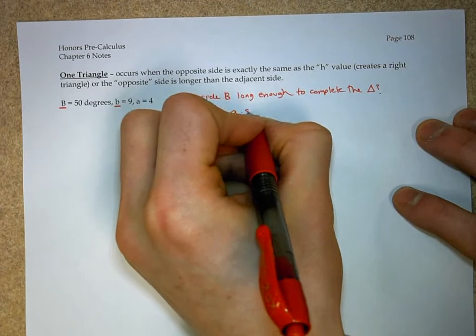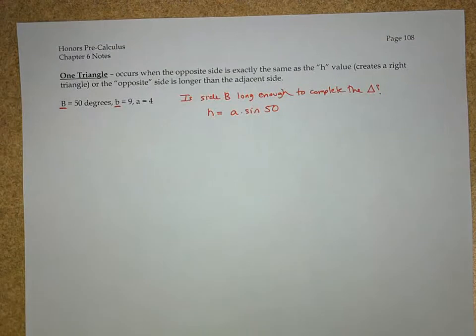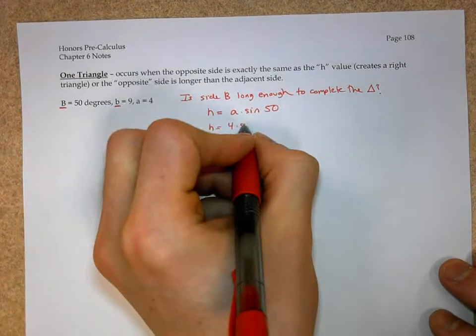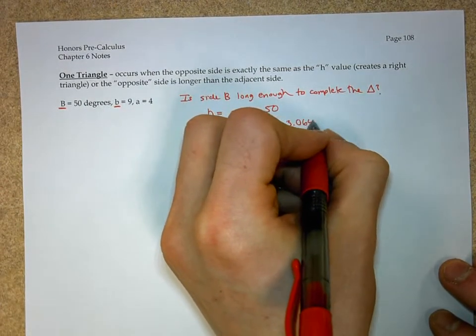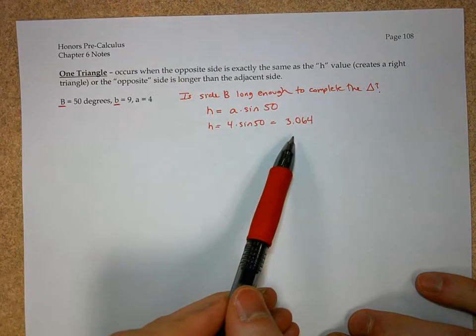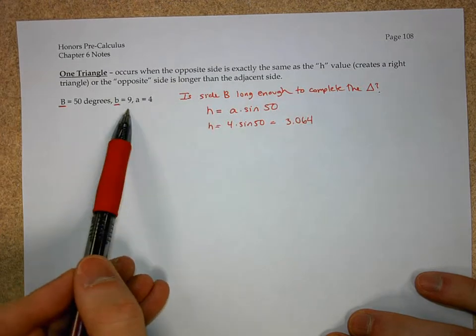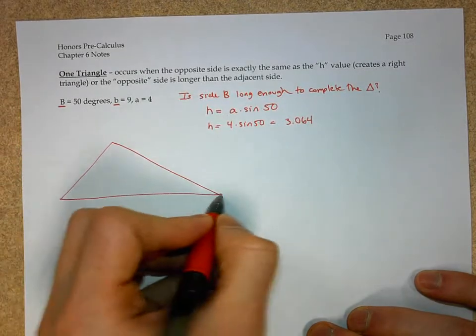So h is going to be A times the sine of 50 degrees. So 4 times the sine of 50. So my h value is 3.064. You can see right there, my B is more than enough to complete this. But since it's not equal to my h value, I'm not going to have a right triangle. I'm just going to have a triangle that looks like this.